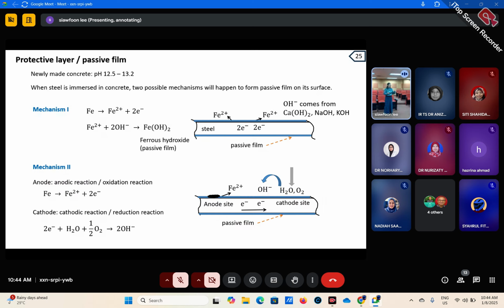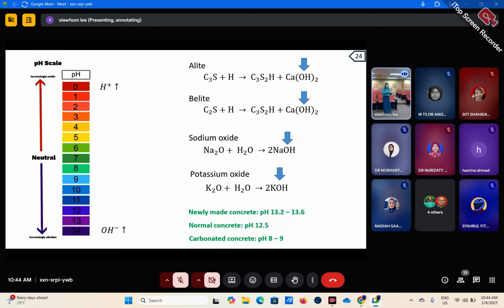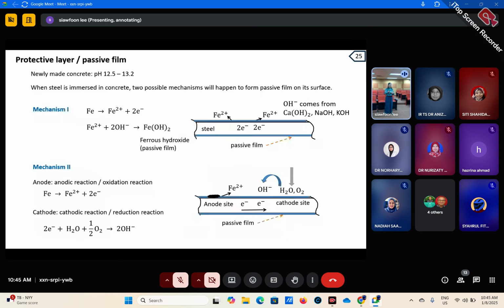Of course, with time, let's say after 1 month or 2 months, or when the passive film has formed, perhaps the concentration of oxygen will be reduced. But somehow this hydroxide ion still exists, like what I showed before, from the composition of the alite. When they get hydrated, they will contribute to all this hydroxide ion. And this is the reason the passive film can stay on the surface of steel inside the concrete.